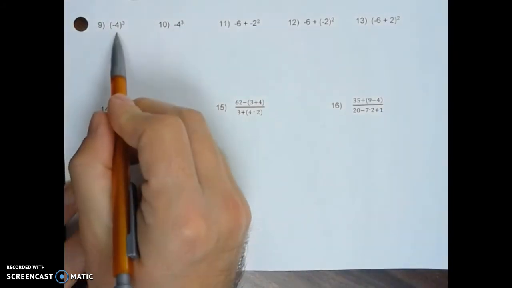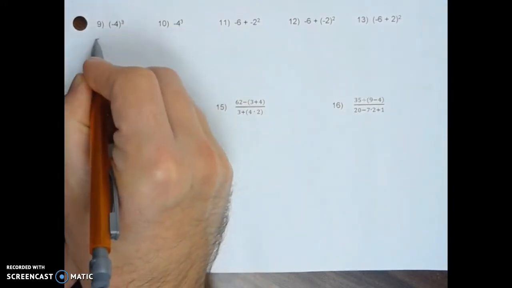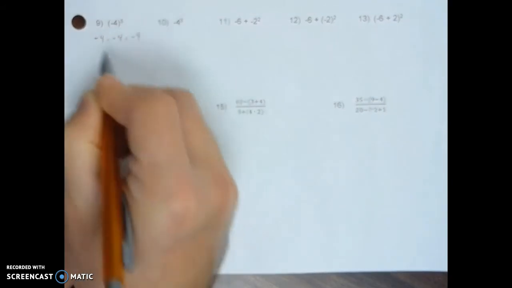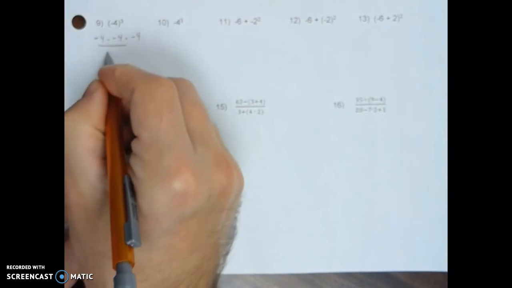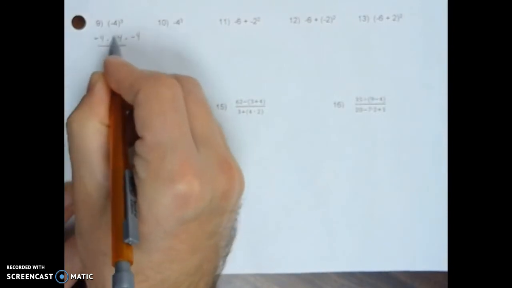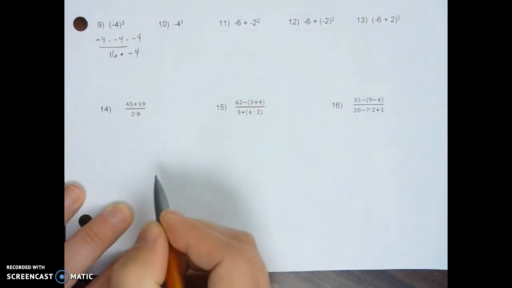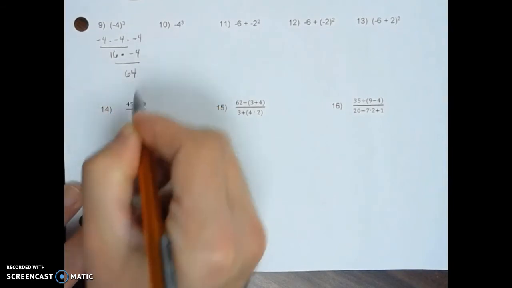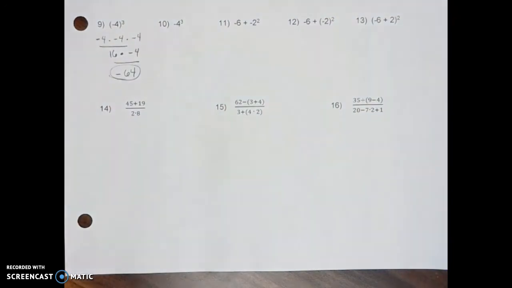Number 9 says take the number -4 and raise it to the third power, which means I do -4 times -4 times -4. -4 times -4 is equal to a positive 16, because a negative times a negative is a positive. Now I multiply that by -4. 16 times 4 gives me 64, and a positive times a negative is a negative, so this gives me an answer of -64.